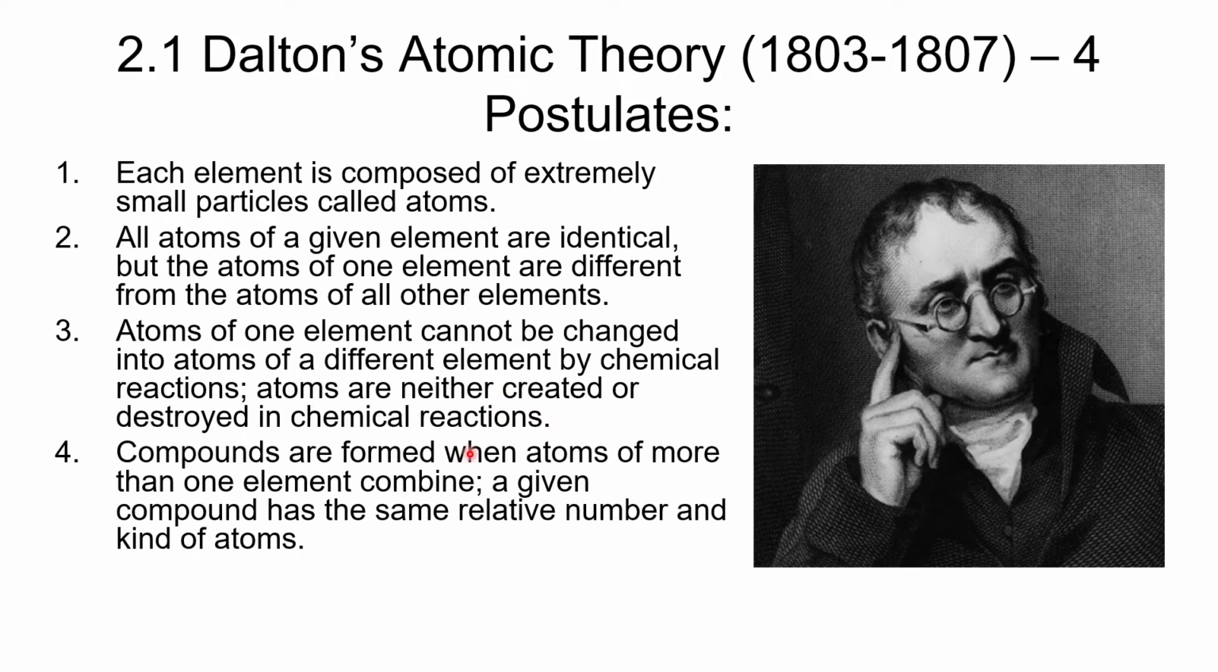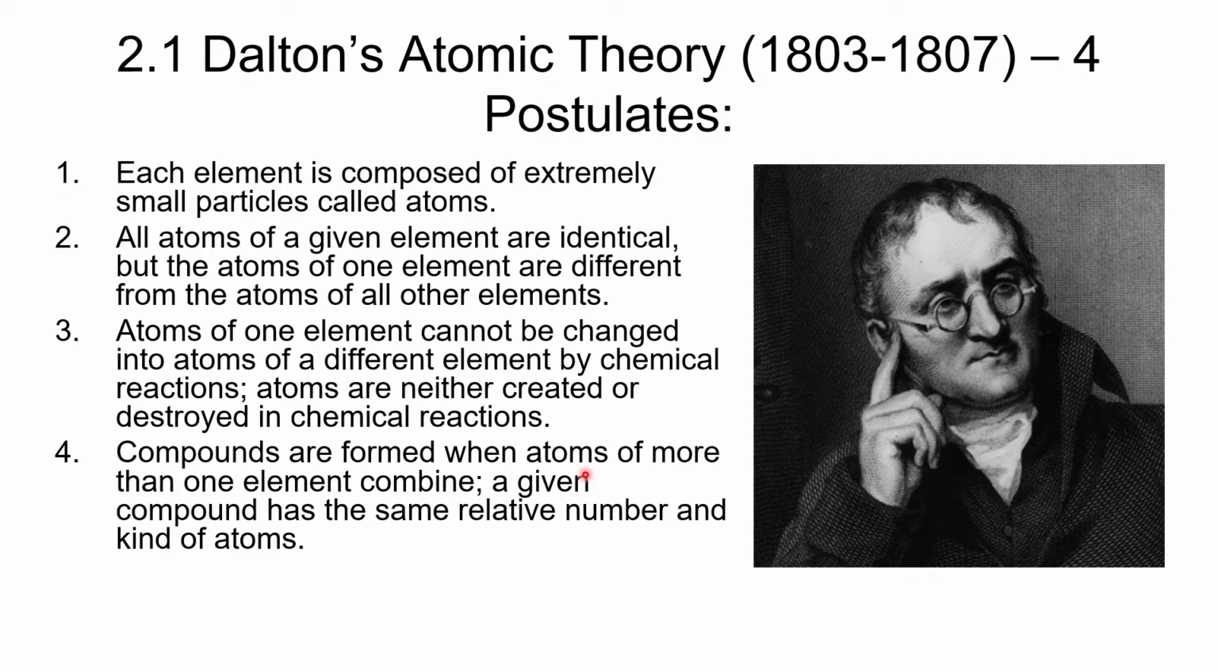All right. 4, compounds are formed when atoms of more than one element combine, and then a given compound has the same relative number and kind of atoms. What this means is, for example, if you want to form water, water has hydrogen and oxygen. It's called H2O, or has the symbol H2O. And since it has the same relative number, there's always 2 hydrogens for every 1 oxygen. And that's an example of that.